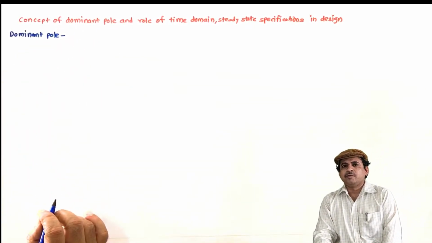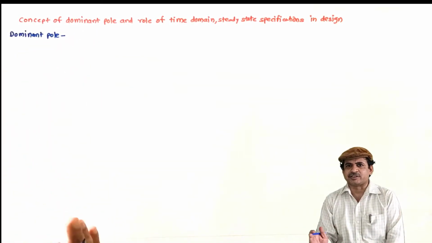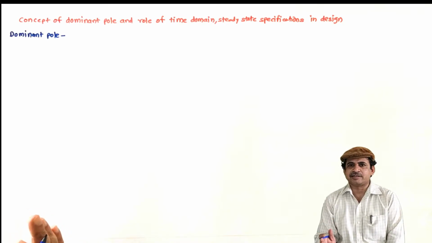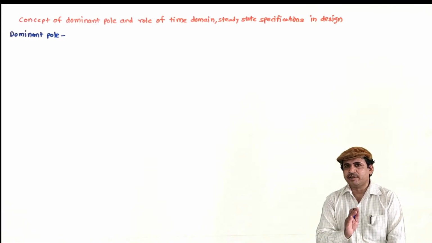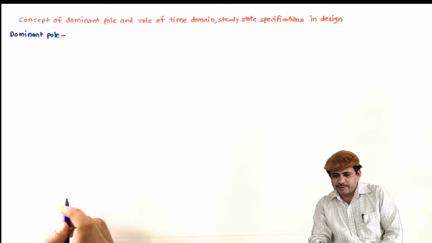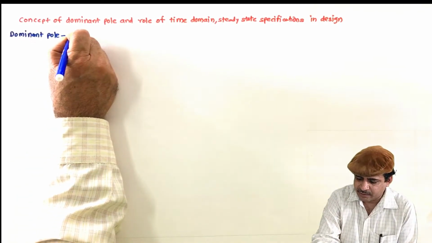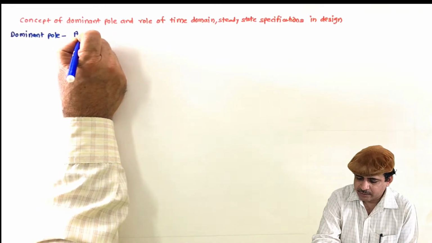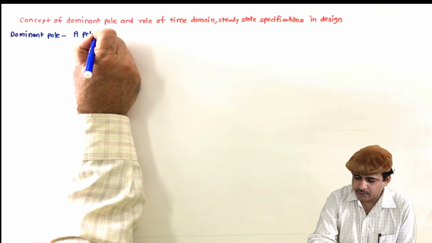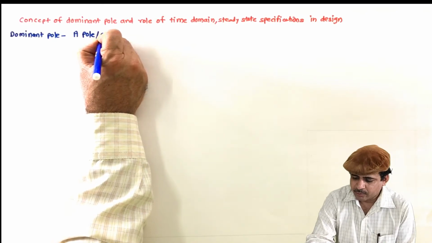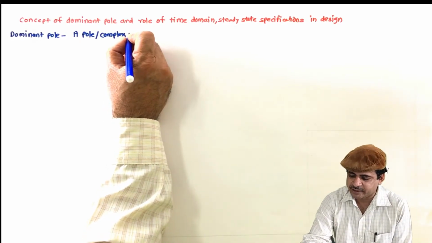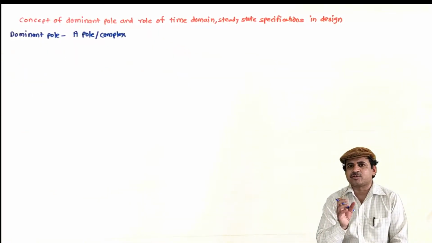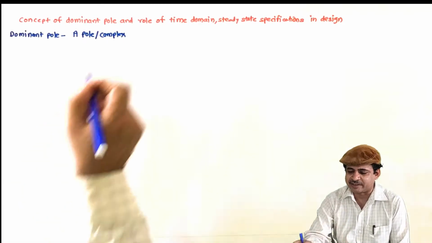So the pole which is closer or closest to the imaginary axis in the S-plane has highest impact on the time response, and hence it is called as dominant pole. Let us first write down the definition. A pole or complex conjugate pole pair, it can be complex conjugate pole pair also because the complex conjugate poles are at equidistance from the imaginary axis.